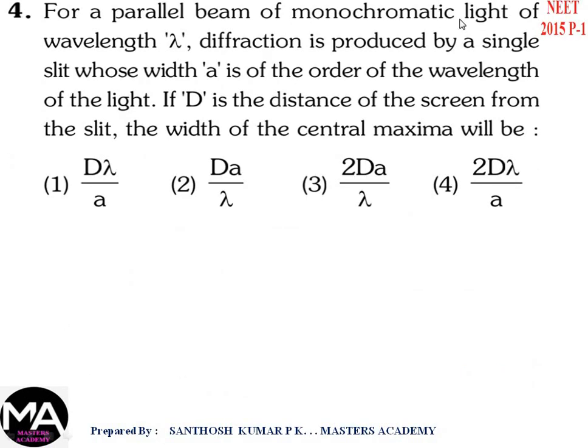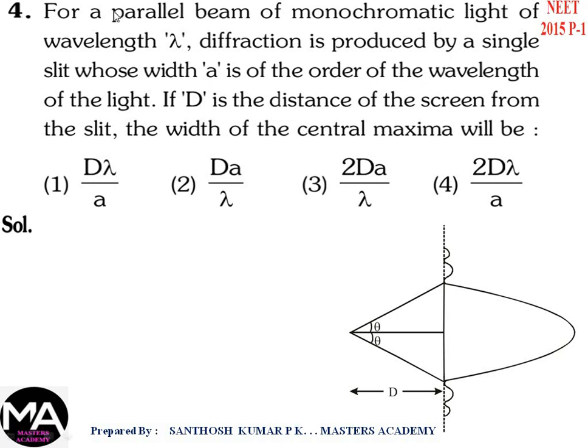For a parallel beam of monochromatic light of wavelength lambda, diffraction is produced by a single slit whose width a is of the order of the wavelength of the light. If D is the distance of the screen from the slit, the width of the central maxima will be? Now let us consider a parallel beam of monochromatic light of wavelength lambda. The diffraction pattern you will get is like this.